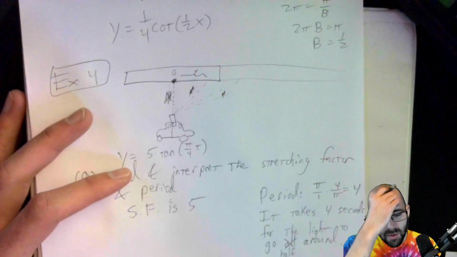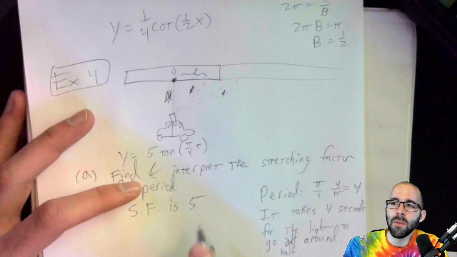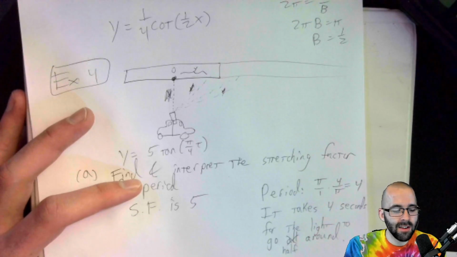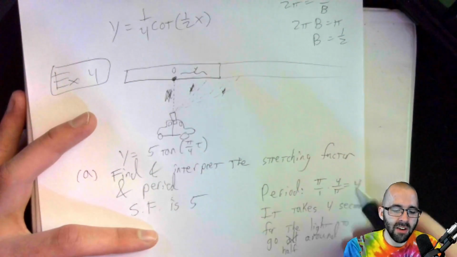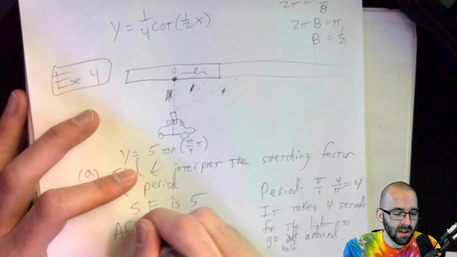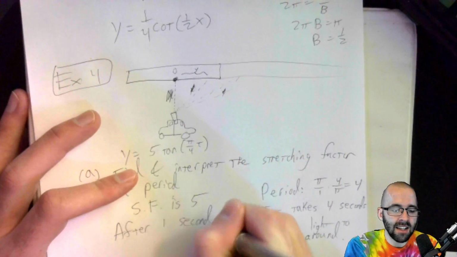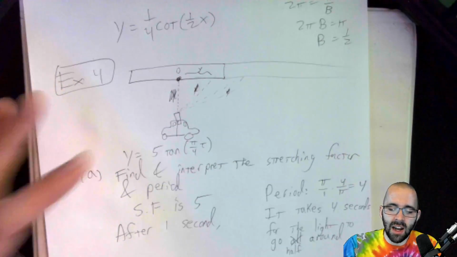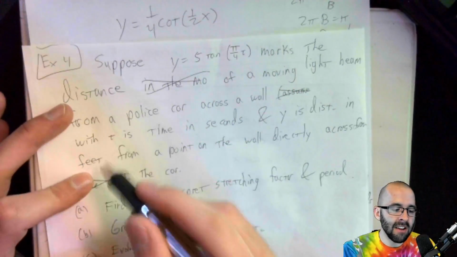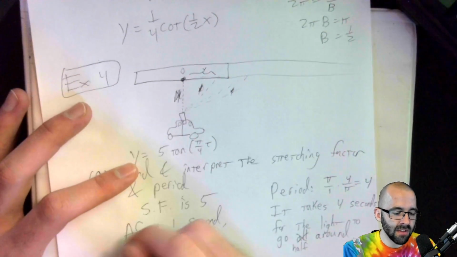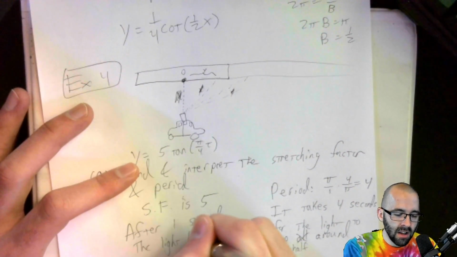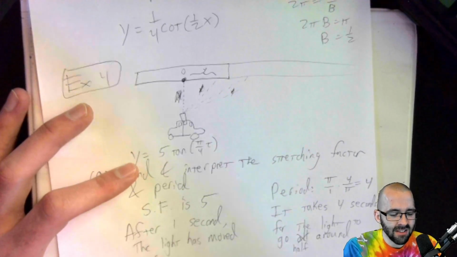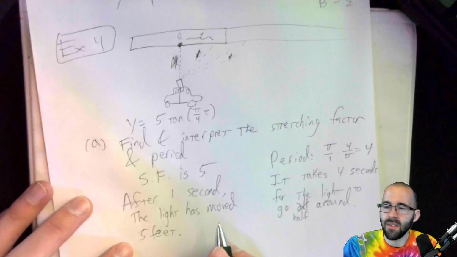Okay, so essentially what this is saying is after a quarter of the period, normally without a stretching factor, tangent goes to 1. Well, this tells us that after 1 second, y is going to be 5. Well, what is y? Y is the distance in feet from that point. So after 1 second, the light has moved 5 feet. All right, and there's a couple different ways to answer this. Just answer it in terms of the problem, and you'll get credit.